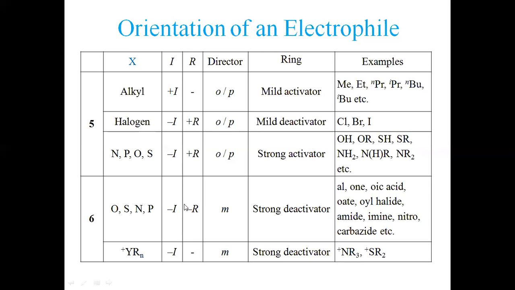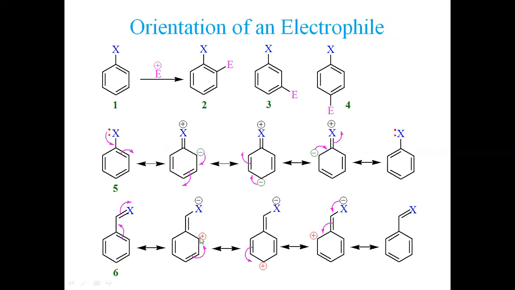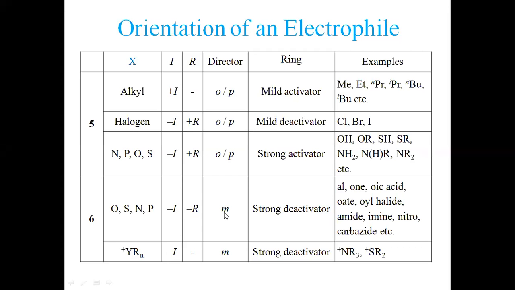If it is withdrawing electron density, you have seen it is causing a positive charge at the ortho and para positions. So that's why it is causing the meta position to direct this. This is strongly deactivating. Why deactivating? Because this is causing a positive charge on the aromatic system. It is deactivating the system. So what can it be?